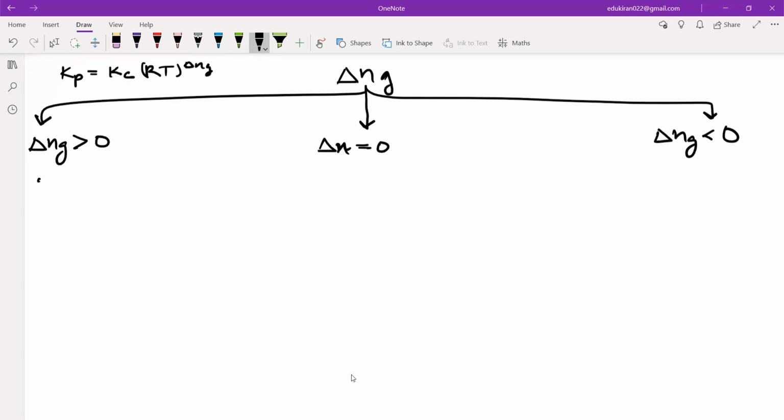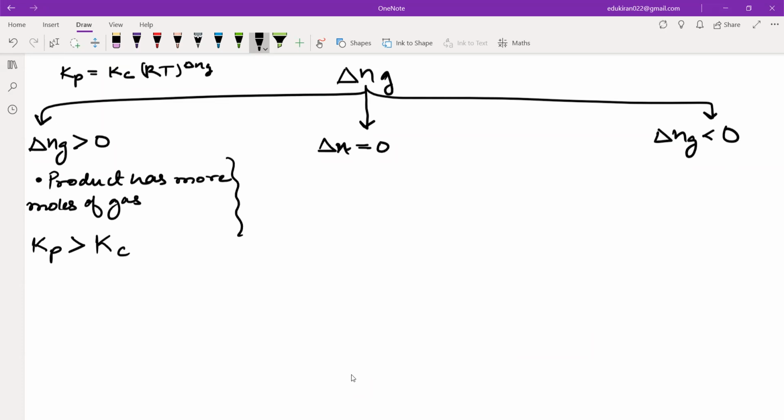So I will say that product has more moles of gas, and that is why Kp will be greater than Kc.